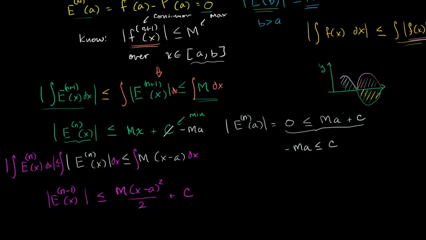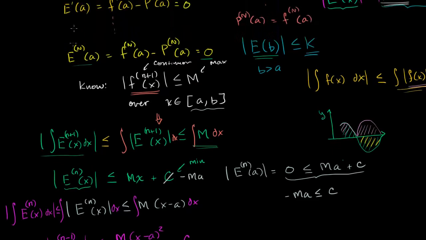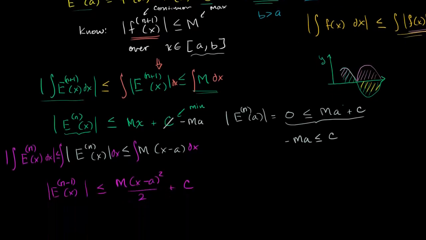But let's use that same exact logic. If we evaluate this at a, let's evaluate both sides of this at a. The left side evaluated at a, we know is going to be 0. We figured that out up here in the last video. So you get 0 when you evaluate the left side at a. The right side evaluated at a, you get m times a minus a squared over 2, so you're going to get 0 plus c. So you're going to get 0 is less than or equal to c. Once again, we want to minimize our constant. We want to minimize our upper bound over here. So we want to pick the lowest possible c that meets our constraints. So the lowest possible c that meets our constraint is 0.